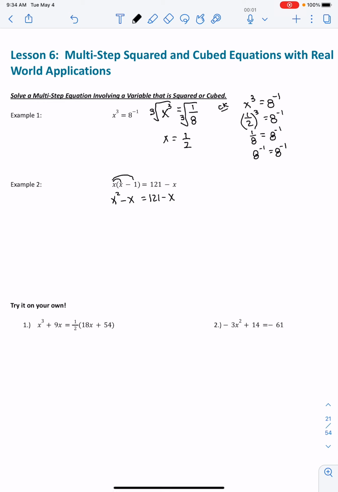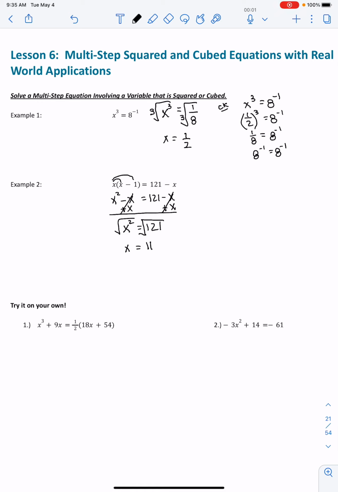Well, here what I'm going to do is get rid of the x's. So I'm going to add x to both sides. When I do that, these x's go away, because if I have a negative x and I add them, they are opposite, so they disappear. So therefore, I have x squared equals 121. Now I have something that I'm used to looking at. So here I can take the square root of both sides. So now I have x equals 11.